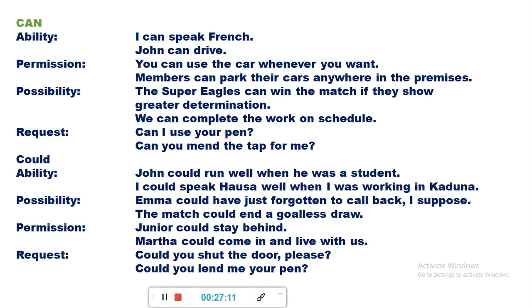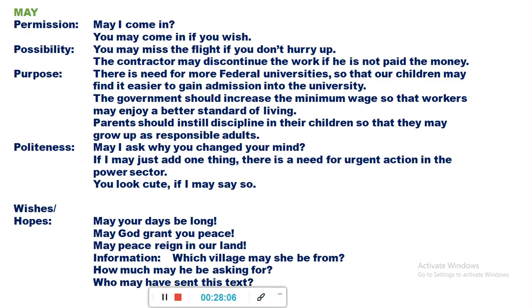Then let's examine could. We can use could also to express ability. John could run well when he was a student, but in this case, we are expressing ability in the past. I could speak Hausa well when I was working in Kaduna. If we are expressing the same ability in the present time, if there is a slight change, we can make some adjustments. For instance, I could speak Hausa well when I was working in Kaduna, but now I cannot speak Hausa fluently. You know, I could in the past, now I cannot. All right? Possibility. Emma could have just forgotten to call back.